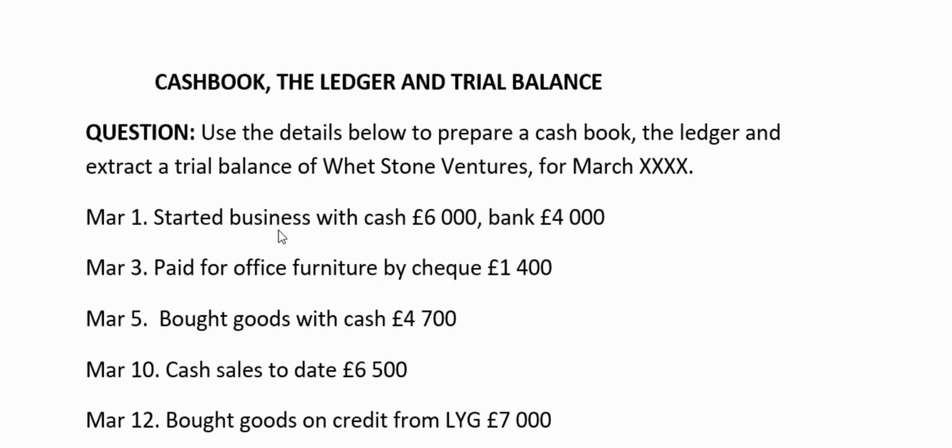Started business with cash £6,000 and in the bank £4,000 was available in the bank account of this business. So these two figures were invested into the business as capital. In the cash book it will appear as capital in the particulars or description column. Now when cash and bank are mentioned together, it means a 2-column cash book needs to be prepared.